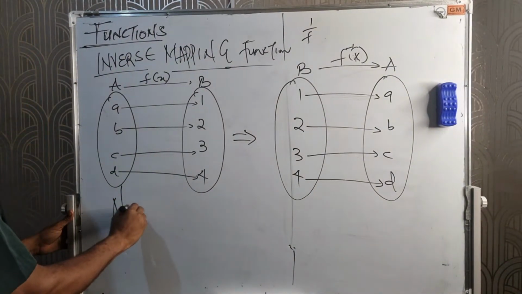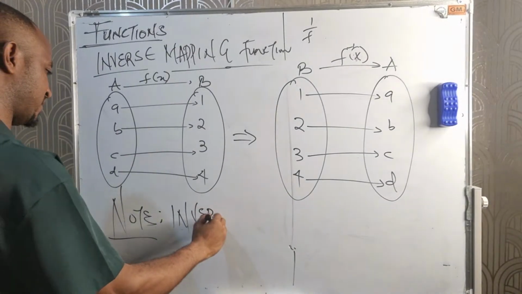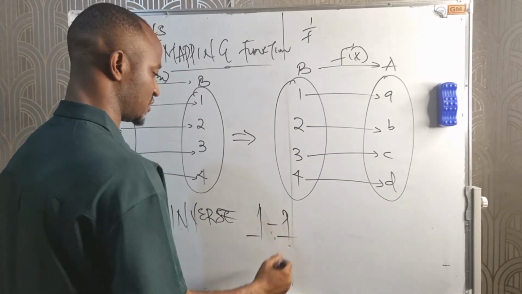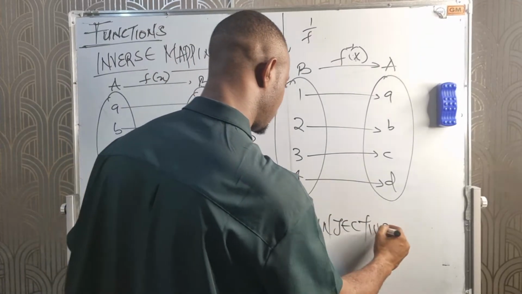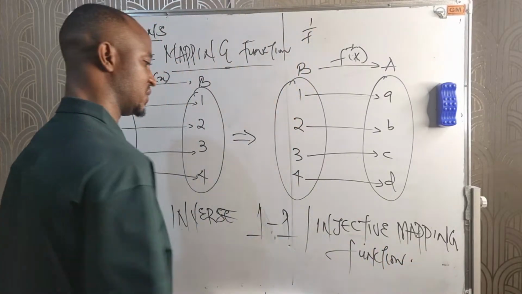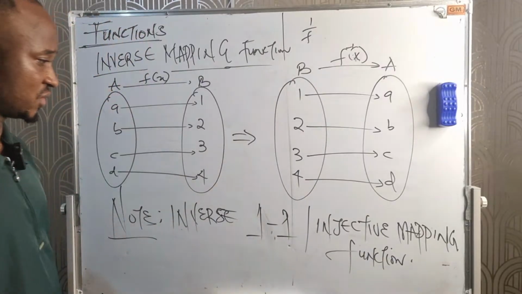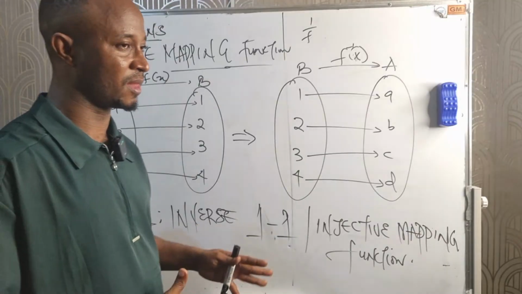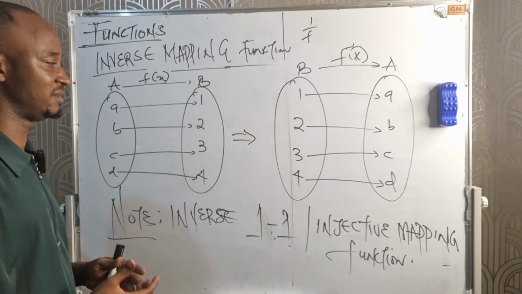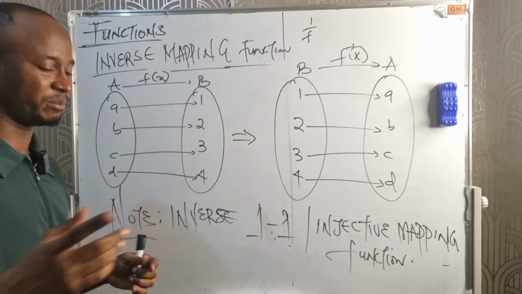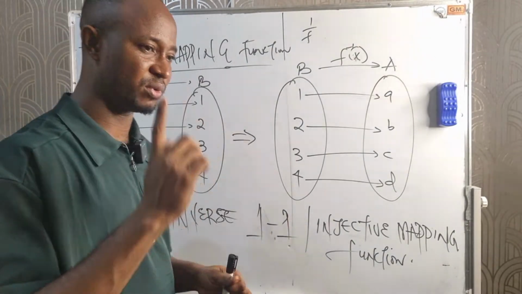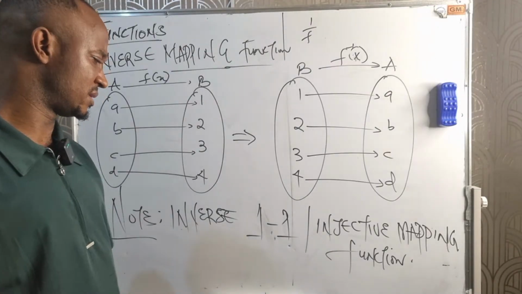You have to note that an inverse mapping function is only possible in a one-to-one mapping function, or injective mapping function. We cannot have an inverse in an onto mapping function. Imagine if I have an inverse in onto, it will not be a function again. So inverse is only possible in one-to-one. It's not possible in constant, composite, or into. In any other type, it's only possible in injective or one-to-one mapping function.